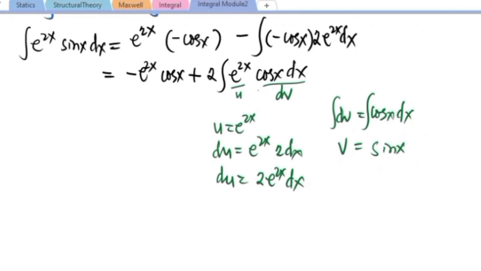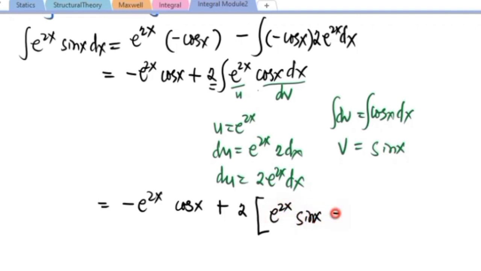So, we have negative e to the 2x cosine x plus 2. Don't forget, may 2 pa dito. I-multiply natin siya sa formula natin na uv minus integral of v du. So, uv, yung u natin is e to the 2x and your v is sine x, minus integral of v du. We have sine x for the v, and your du is 2e to the 2x dx.